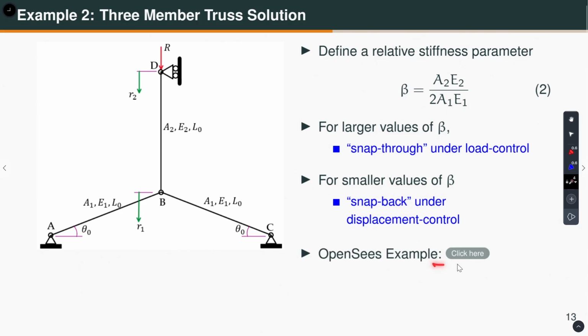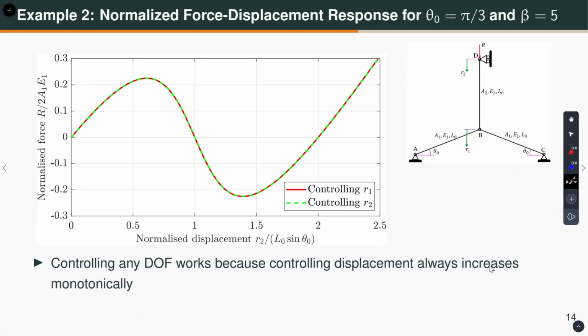So, I have created an OpenSees example which I will show you in just a little bit, but before that, let me show you the result that I have generated from my own coding in MATLAB. So, this is for beta equal to 5, which is relatively large, for theta 0 equal to pi by 3, this angle. Now, whether you control R1 or R2 does not matter, you get this behavior if you are using a displacement control technique. If you use a force control technique, it will go like that and it will keep on increasing.